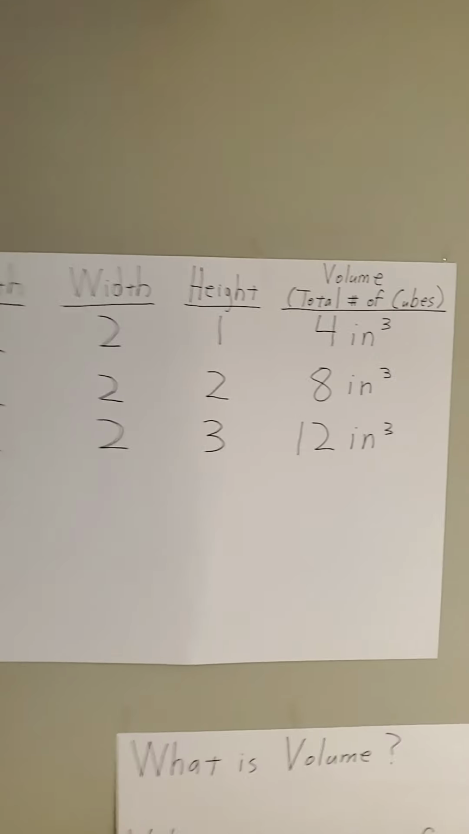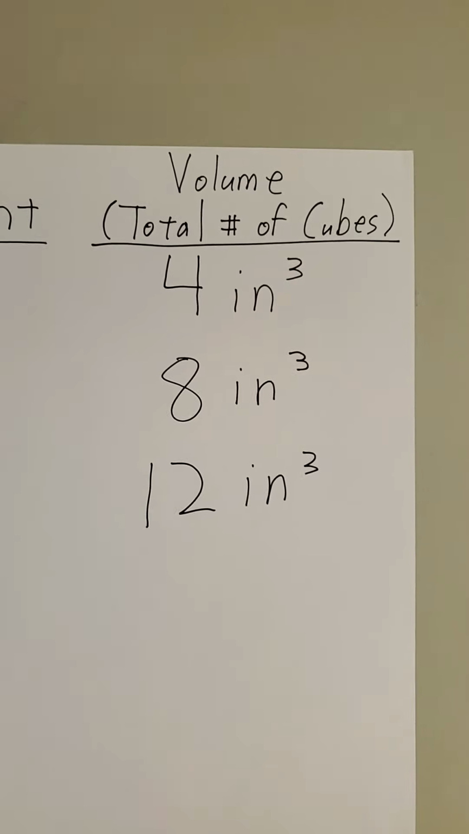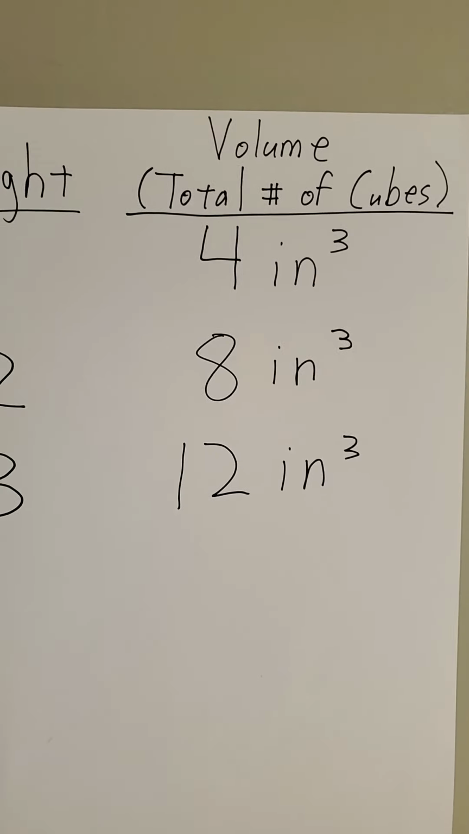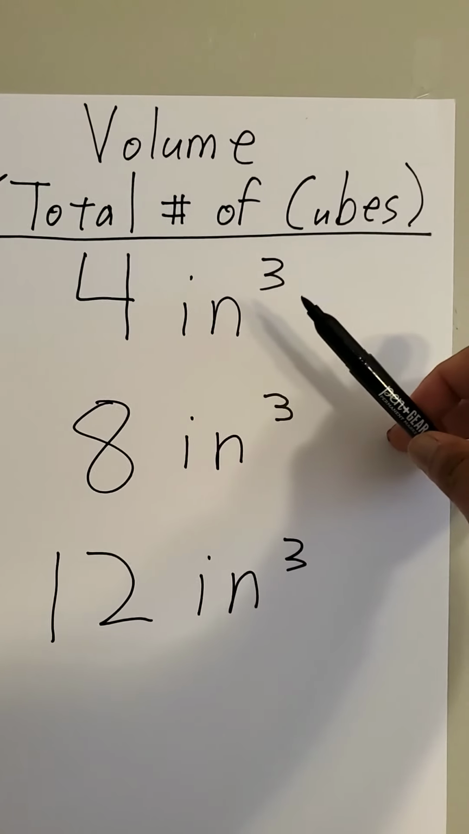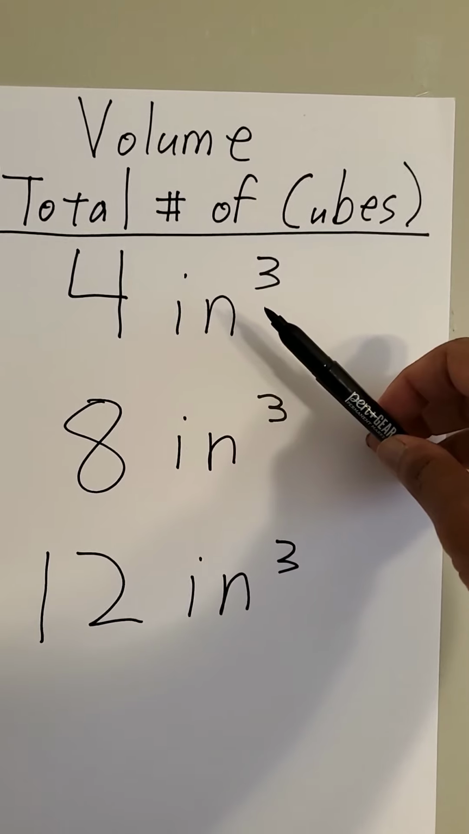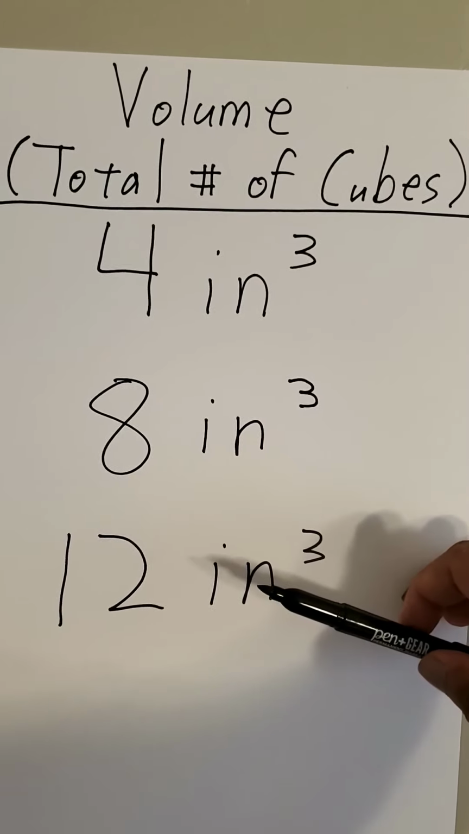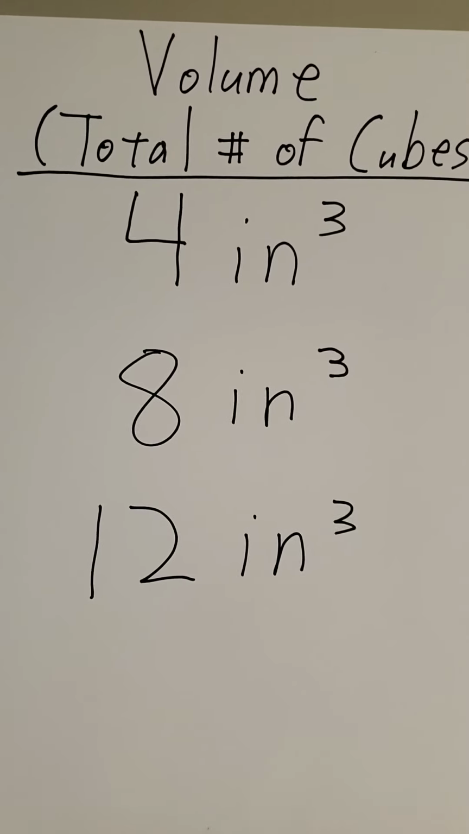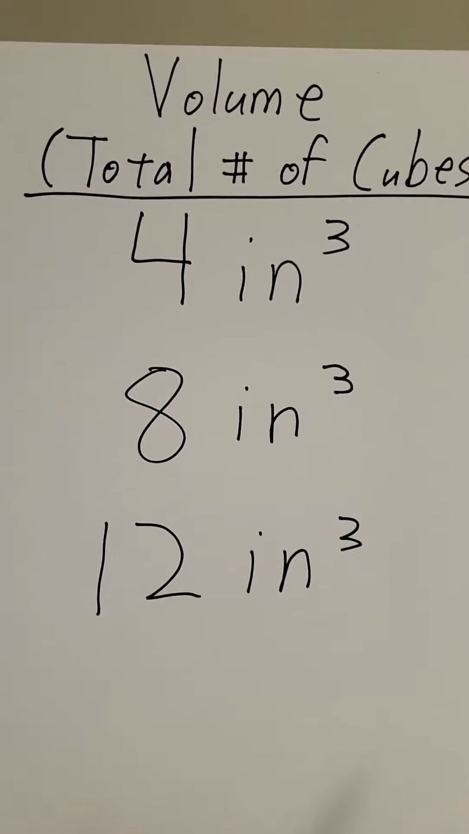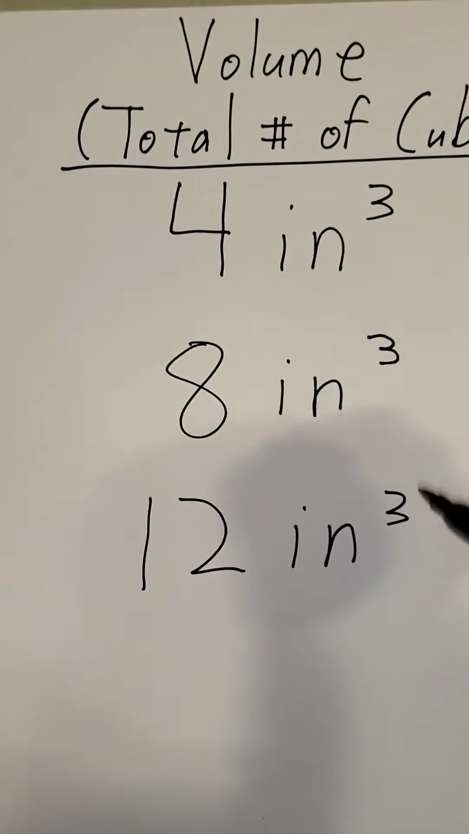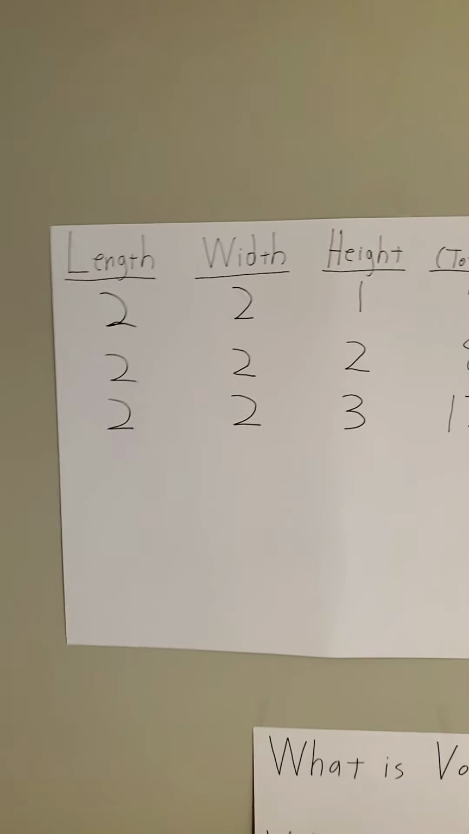Now, one pattern you might notice is that every time I raise the height of our new house by 1 inch, it starts at 4 cubic inches, 8 cubic inches, 12 cubic inches. That is one thing you might notice, because they're all increasing by 3. So 4, 8, 12. But there's one more thing I also want you to look at.